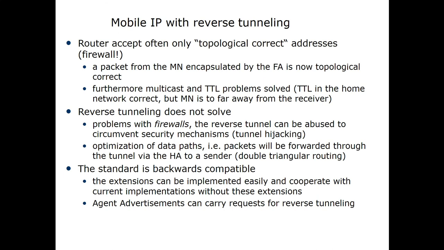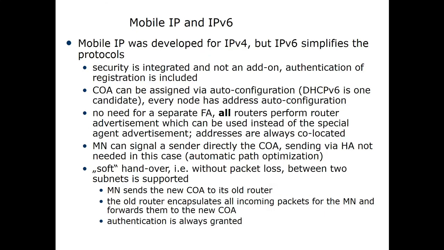And we cannot say that a router will often accept the topologically correct address, TCA. So this is very difficult. For that we go for reverse tunneling, which does not solve the problems with firewalls. And reverse tunneling can be abused with respect to another hacking, which is called tunnel hijacking. So here, tunnel hijacking takes a double triangle routing method. In the single triangle routing method, we fail to address the problems with firewalls, and then it will have multicast and time to live problems. All these things are solved with double triangular routing.